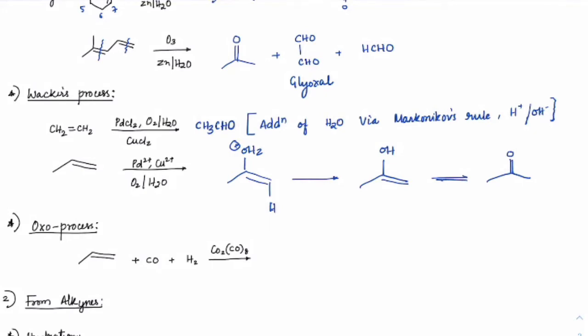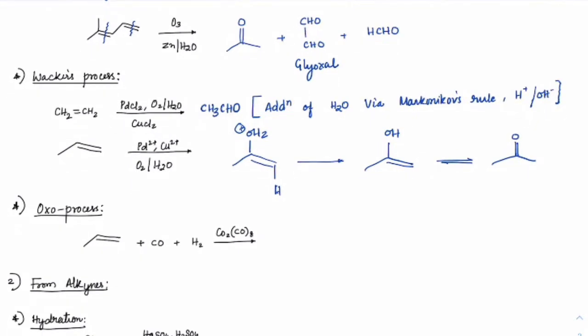Same is the case, you will remember it for oxo process as well. In oxo also, the better way to remember here is addition of H minus and CHO plus, got it? So the reaction is with carbon monoxide and H2, in which you can think like this would become HCO plus and this will become H minus, right? So addition of this again by Markovnikov way.